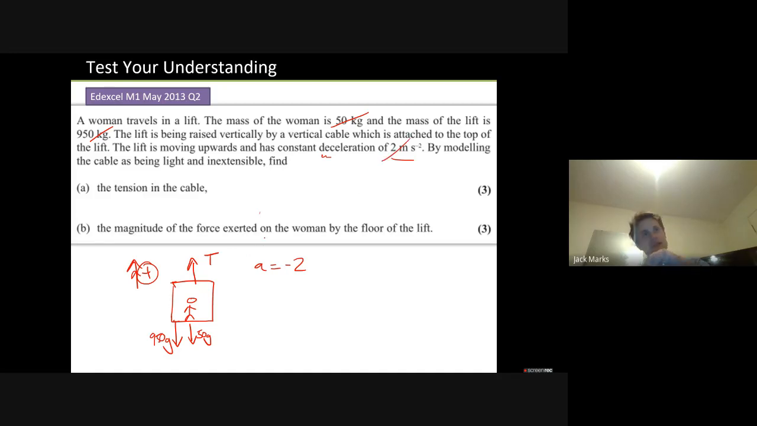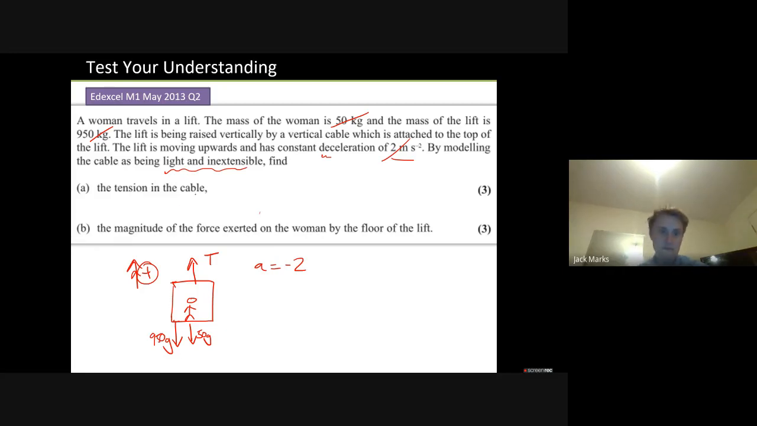Okay, what does that mean? It means it's going up, but it's going up more and more slowly. Think about a lift going up and then comfortably coming to a stop. The velocity going up is positive. However, the acceleration could still be negative at the same time. By modeling the cable as light and inextensible, you'll see this phrase here all the time. What does it mean? Think about from before. No mass, and acceleration is the same throughout.